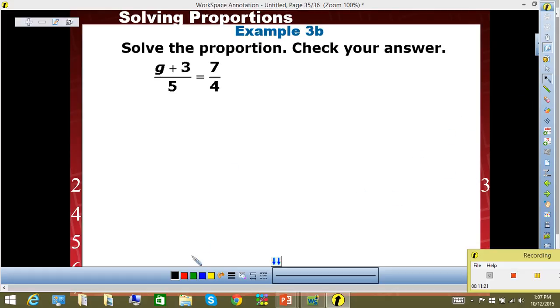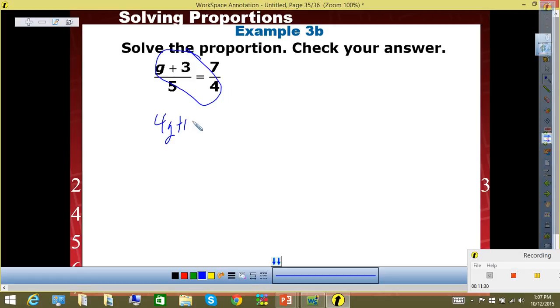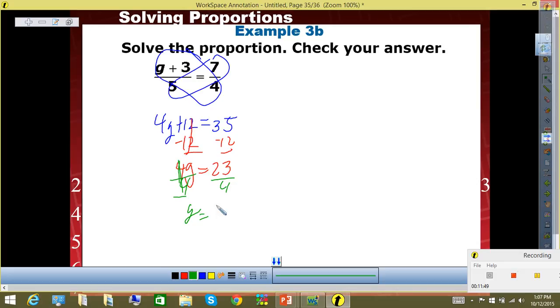Alright, let's see. Cross multiply, this is 4g plus 12 equals 35. Hands up, you got that. Okay, and then the rest should be easy. So, minus 12 minus 12, 4g equals 23. Divide by 4, g equals 5 3/4, or 5.75. And if you got that? Okay, so we got these, right?